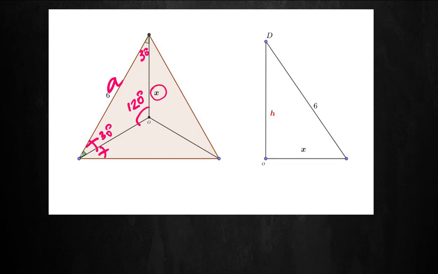So if we call A the edge or the side here, and X that distance from O to the vertex, and on the right side we will see the H is the height we will use to calculate the volume, and the X will be the X we will be finding on the left side. So let's go.